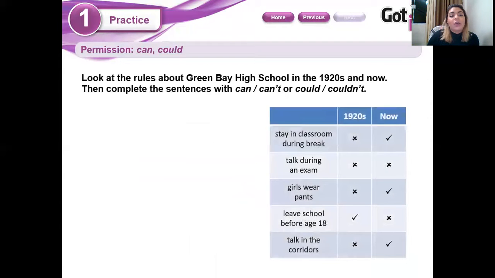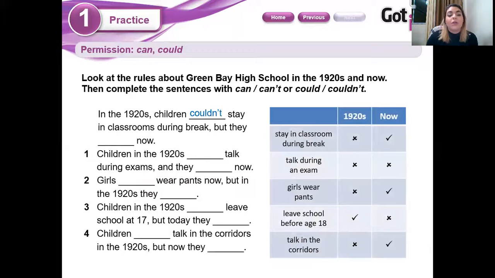So in here now, look at the rules about Green Bay High School in the 1920s and now, then complete the sentences with can or can't, could or couldn't. Guys, we did one exercise like this in the book, but this one is different. The idea of this exercise is that you only need to complete with can, can't, could or couldn't. You don't need to use a verb because the verb is already in here.